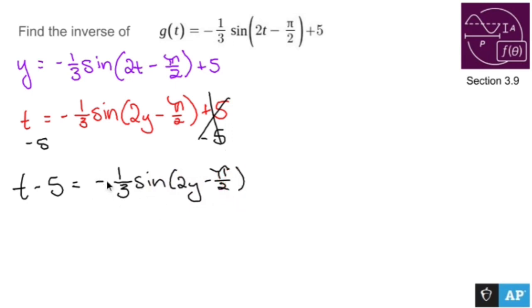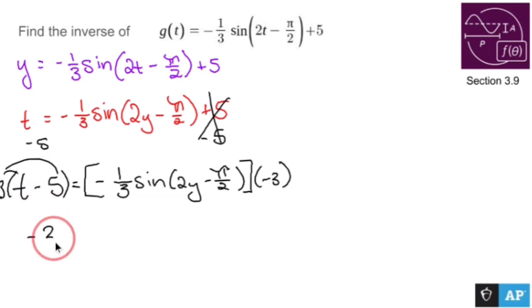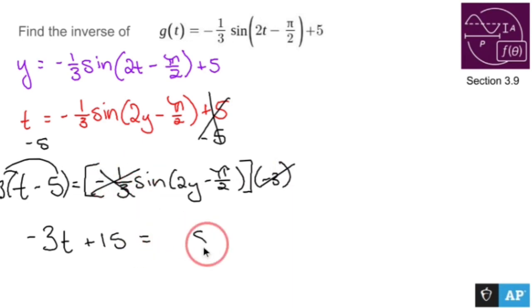Now I'm going to get rid of that negative 1/3. I'm going to multiply both sides by negative 3 because it's the reciprocal. On the left side, I have distributive property. Negative 3t plus 15. These guys cancel out. It's going to equal sine 2y minus pi over 2.